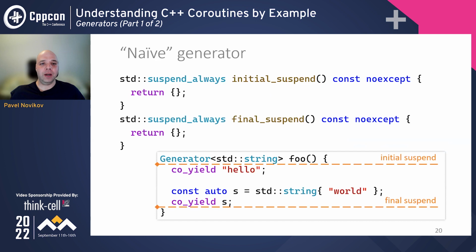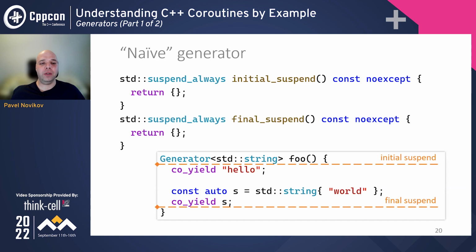The next, initial suspend and final suspend, are supposed to return so-called awaitable objects. In our case, we just return suspend always everywhere, as we discussed. And in case of final suspend, we'll discuss it a bit later. Why do we want to suspend always at the final suspend point? Actually, I will mention it right now.